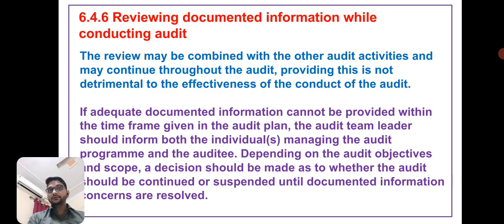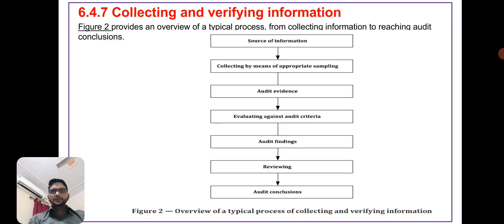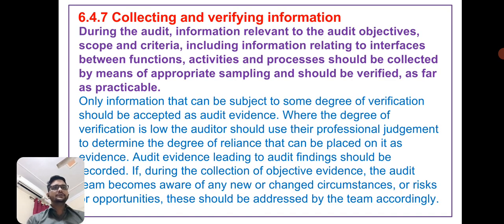If adequate documented information cannot be provided within the time frame given in the audit plan, the audit team leader should inform both the individual managing the audit program and the auditee. Depending on the audit objective and scope, a decision should be made as to whether the audit should be continued or suspended until the documented information concerns are resolved. Next is 6.4.7, that is collecting and verifying information. During the audit, information relevant to the audit objective, scope, criteria, including information related to interfaces between functions, activities and processes, should be collected by means of appropriate sampling and should be verified as far as practicable.